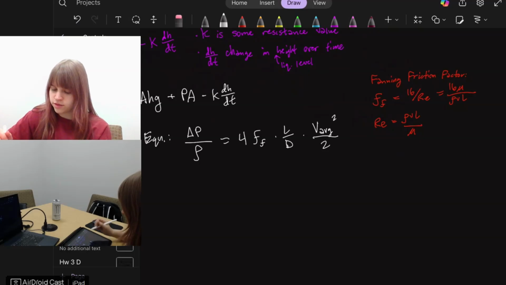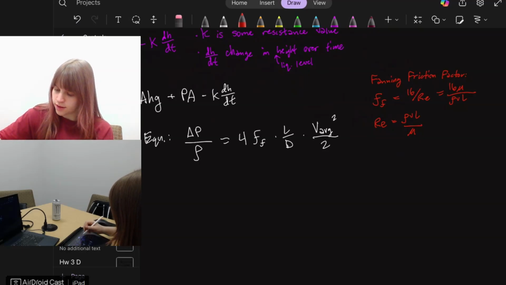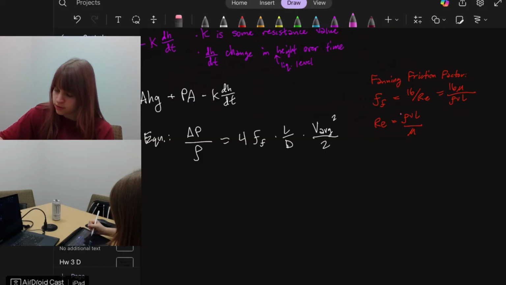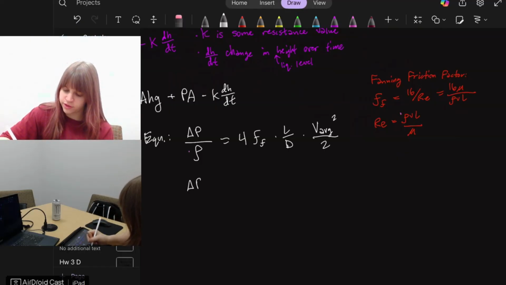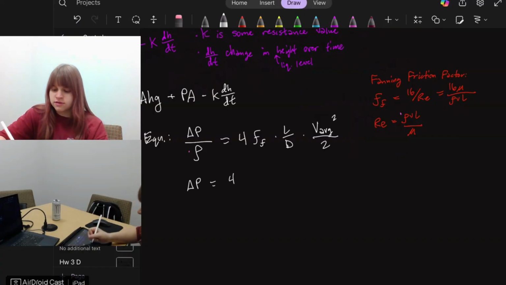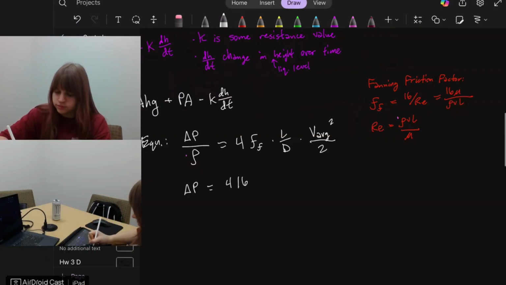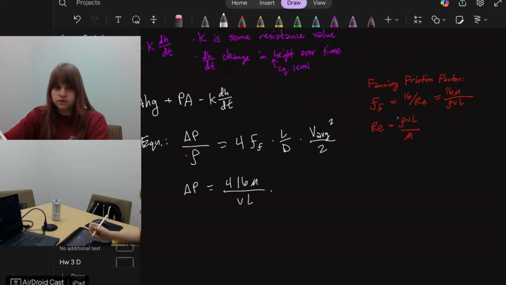And then with these two densities, they'll cancel out, and we'll be left with delta P is equal to 4 times 16 mu over V L times L over D times the average velocity squared over 2.